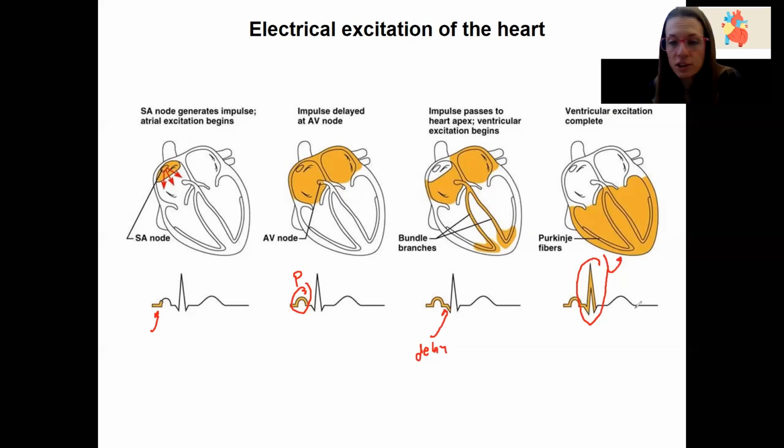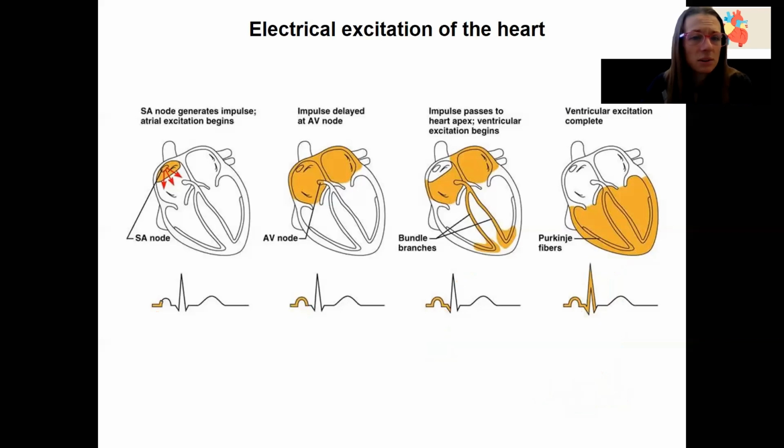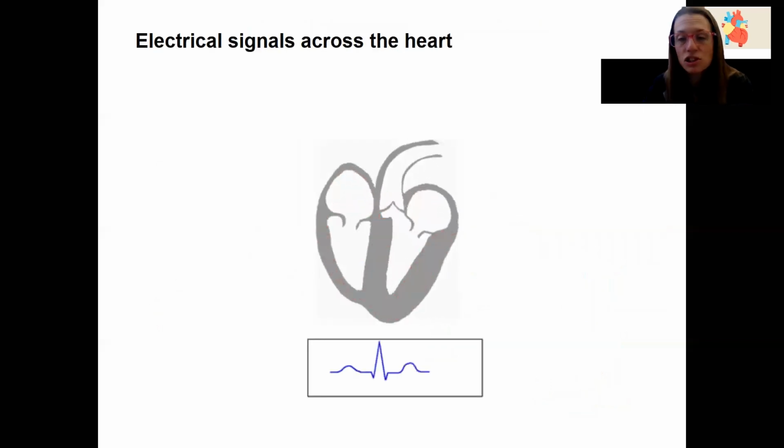It's not shown on this one, but then this would be repolarizing the ventricles. The repolarizing of the atria actually happens in here, but it's basically covered up by that QRS complex because that signal is so big. Okay, so the EKG is the map of the intrinsic conduction system. I've got a nice diagram. Some people like this. It goes a little too fast for me, but this is what's happening, right? This is showing you that map.